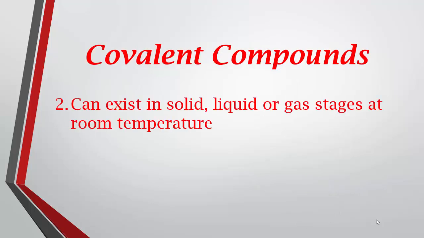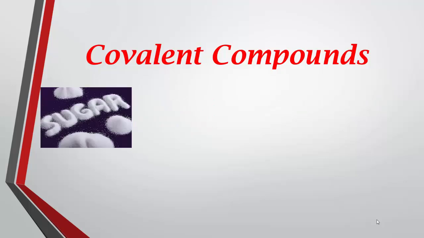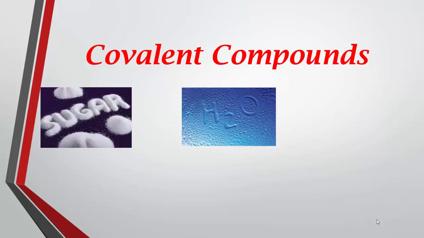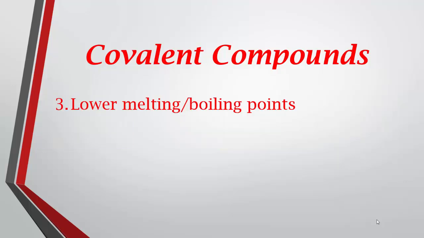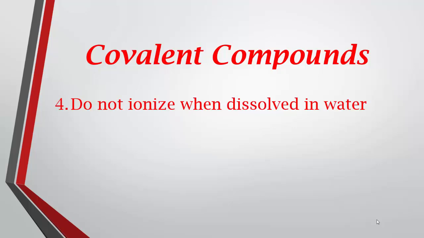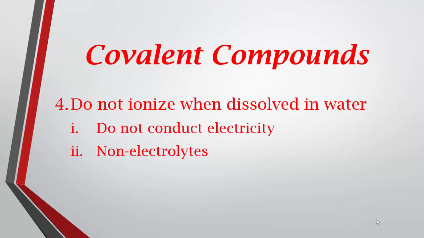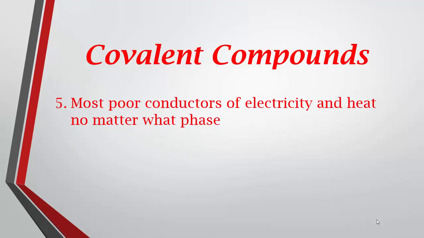Now, covalent compounds, unlike the ionic compounds, exist as solids, liquids, or gases at room temperature, depending upon the compound. Because you know that sugar at room temperature is a solid, water is a liquid, and chlorine is a gas. Compared to ionic compounds, most covalent compounds have lower melting points and boiling points. Covalent compounds do not ionize when dissolved in water. This means they do not conduct electricity, and they are called non-electrolytes. And almost all of the covalent compounds are poor conductors of electricity and heat, no matter what phase. But a pure carbon covalently bonded compound can be an exception here.